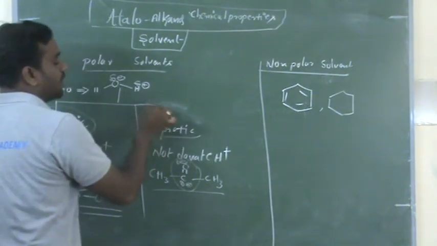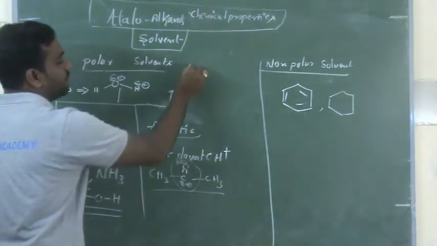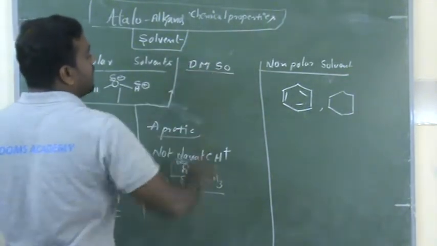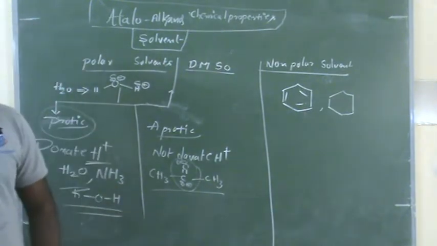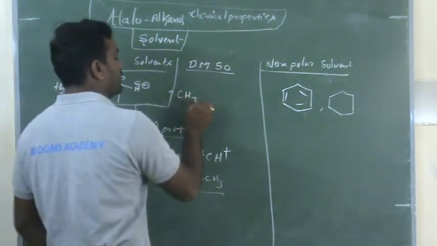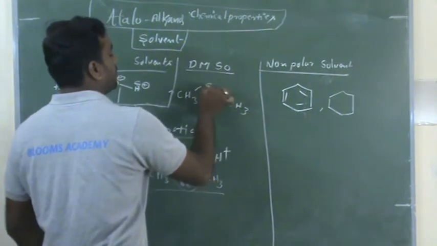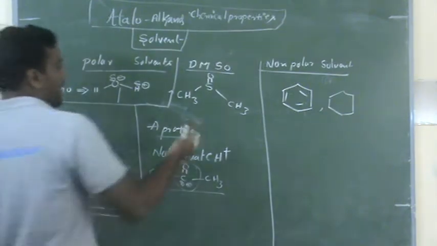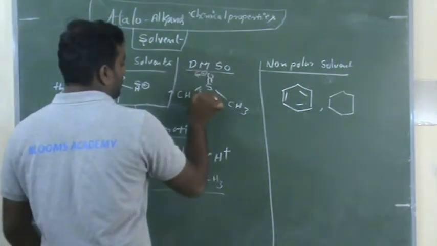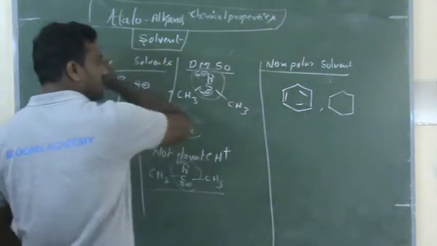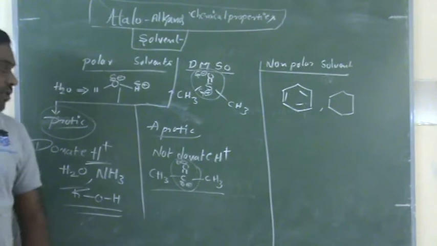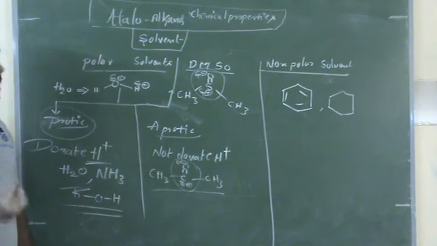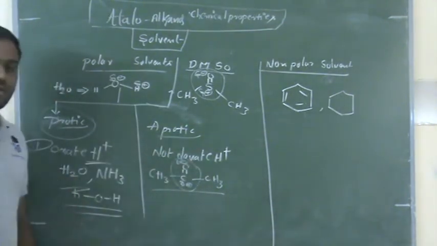Some more, like DMSO. DMSO is dimethyl sulfoxide. Dimethyl means two CH3 groups, and sulfoxide is S double bond O. Here also, oxygen has a partial negative charge and sulfur has a partial positive charge, so it is polar in nature. But it is aprotic. Why is it aprotic? It cannot donate H plus ions anywhere.